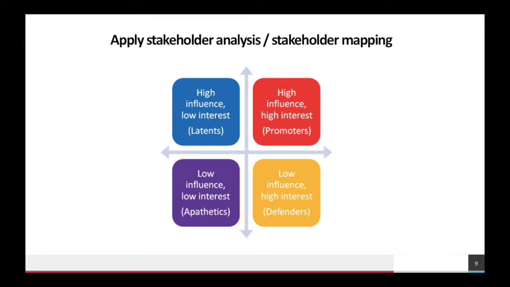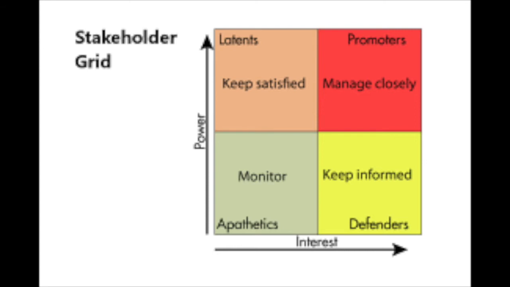Promoters, this is a type of stakeholder, have both great interest in the effort and the power to help make it successful or to derail it. Defenders have a vested interest and can voice their support in the community, but have little actual power to influence the effort in any way. Latents have no particular interest or involvement in the effort, but have the power to influence greatly if they become interested. Apathetics have little interest and little power and might not even know that the effort exists.